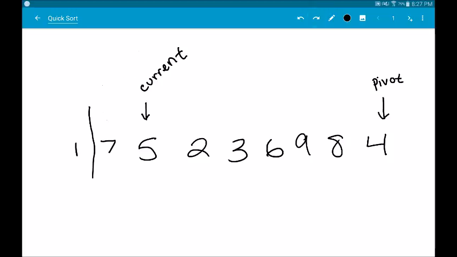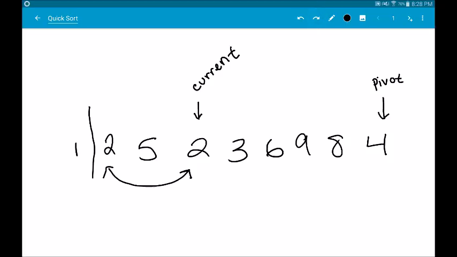So now we check current and see if it is greater than pivot, in which it is. So we advance current. So then we check current and see if it's less than pivot, which it is. So we swap current and 7, and we increment current, and we move the wall up.